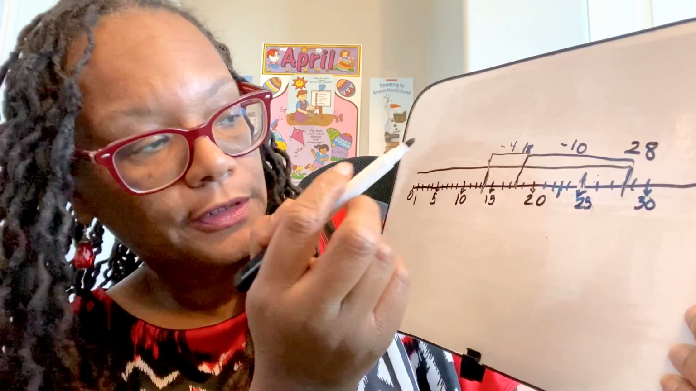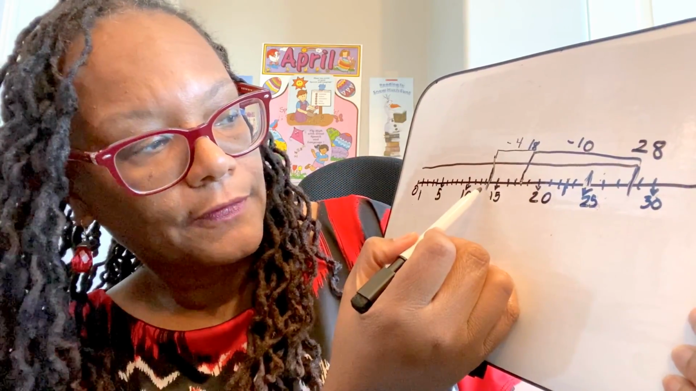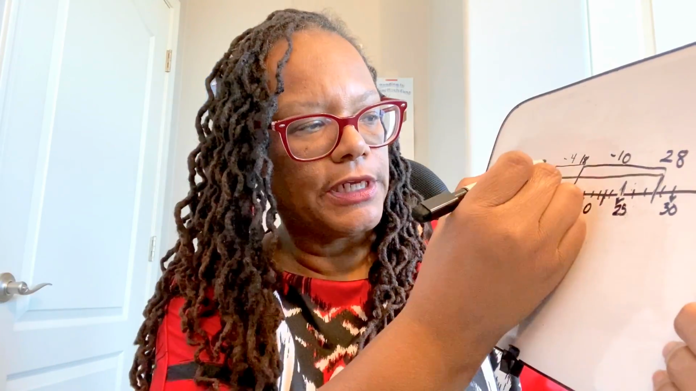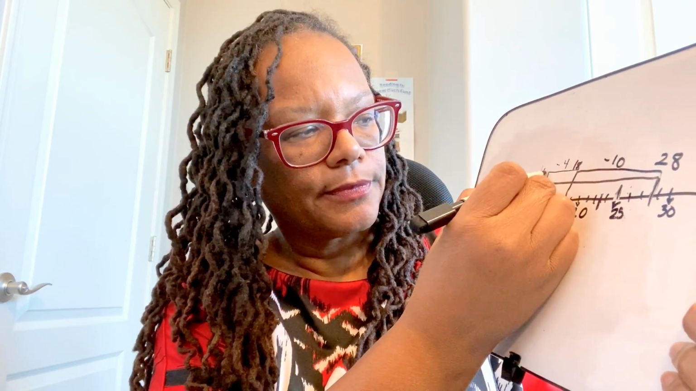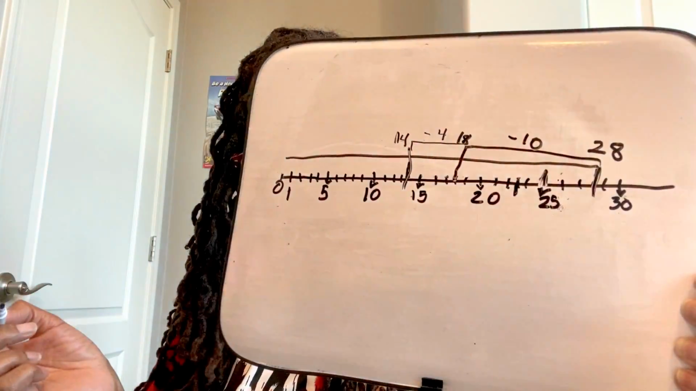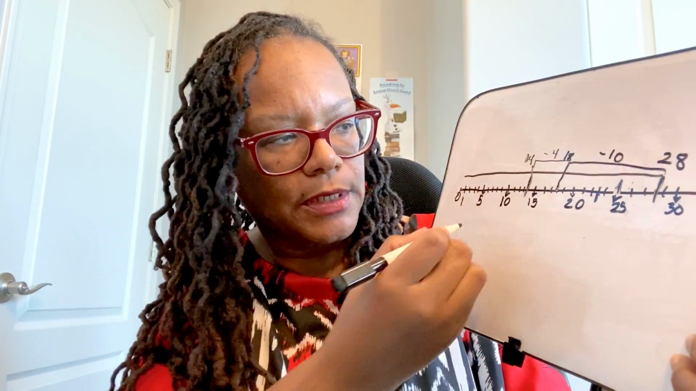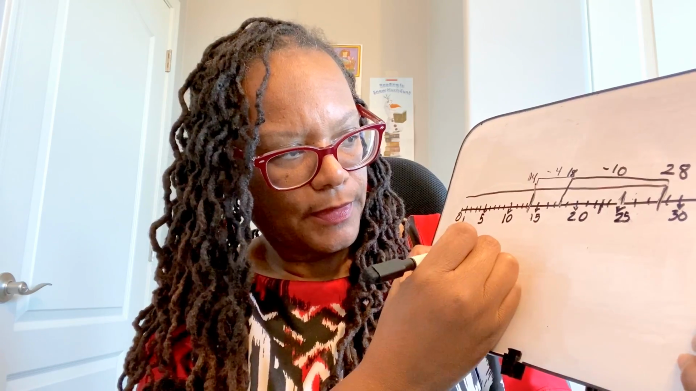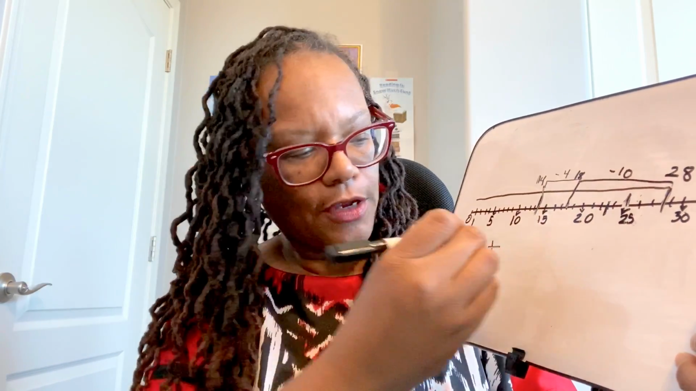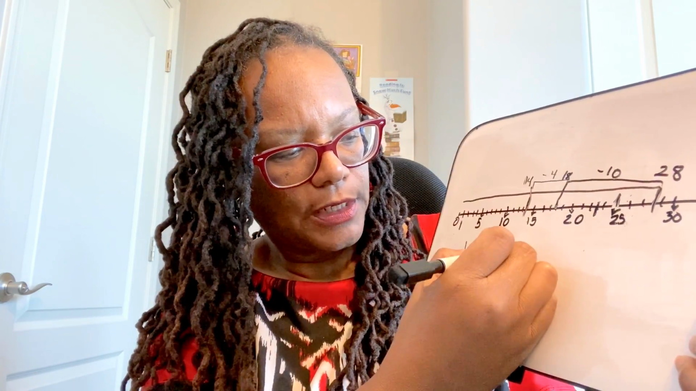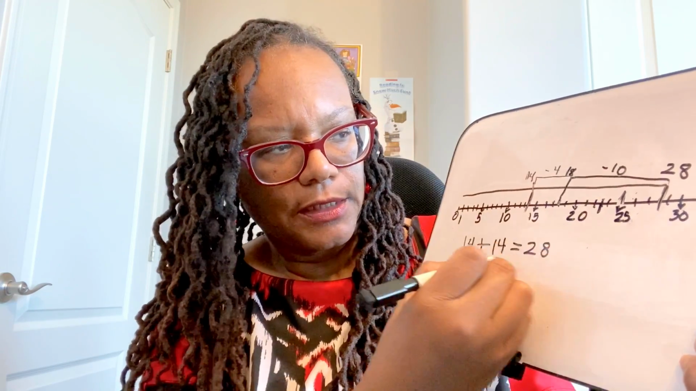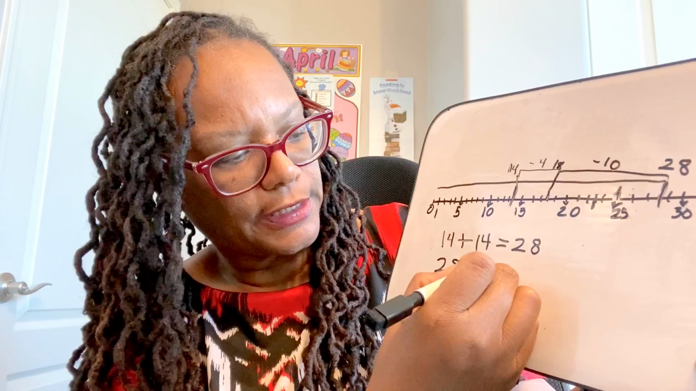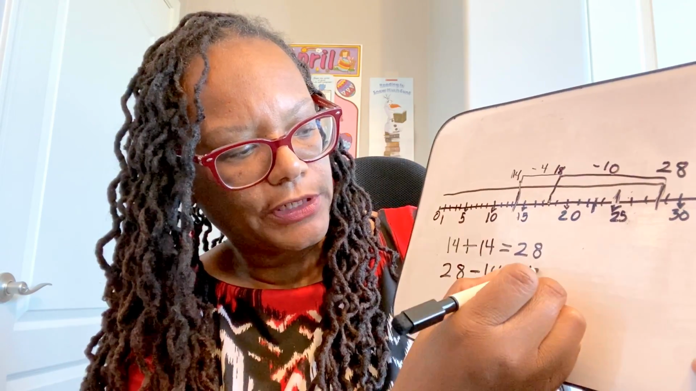What? Did you say 14? If you said 14, then you're correct. And let's check that out. 14 plus 14 more equals 28. So that means that 28 minus 14 equals 14.